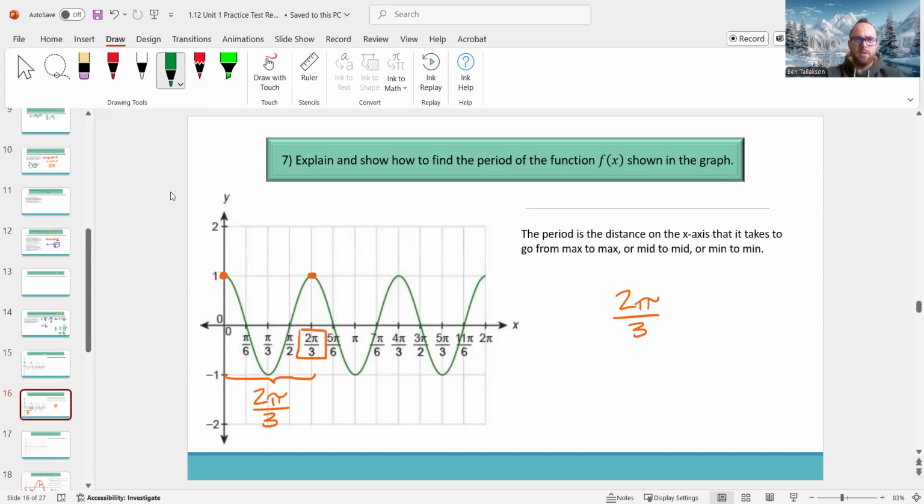Now here's a little explanation with that. Period is a distance on the x-axis that it takes to go from max to max. Well, that's basically what I just said. So there it is typed out, and there's a visual.